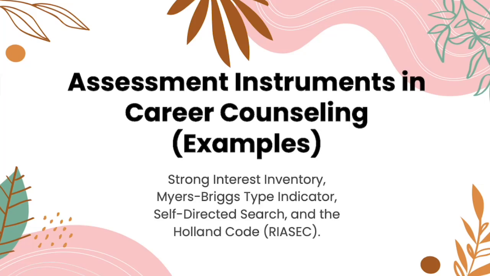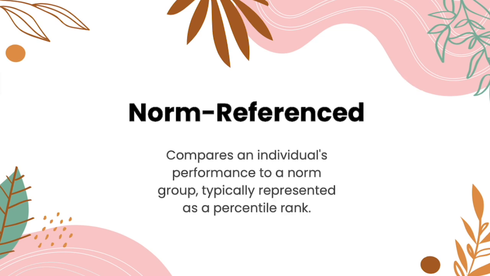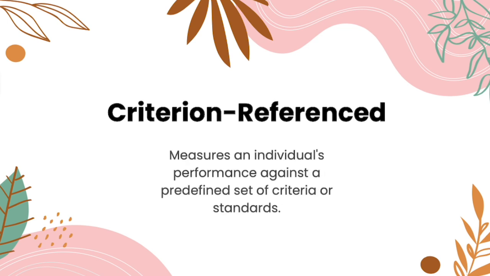Assessment instruments and career counseling. The Strong Interest Inventory, Myers-Briggs Type Indicator, Self-Directed Search, and the Holland Code. Norm referenced. Compares an individual's performance to a norm group, typically represented as a percentile rank. Criterion referenced. Measures an individual's performance against a predefined set of criteria or standards.